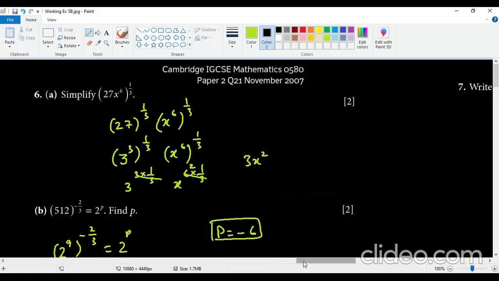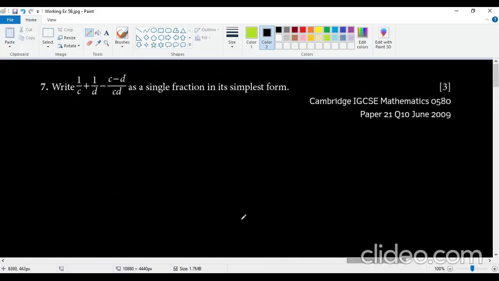Now when it comes to question number 7, we need to write this as a single fraction in its simplest form. As soon as you get a question like this, you need to rewrite the whole thing once again with a little bit of a big line: 1 over c plus 1 over d, minus c minus d over cd. Now look at this carefully. I am going to make all the denominators equal. When I multiply this by d, multiply by d, multiply by c.